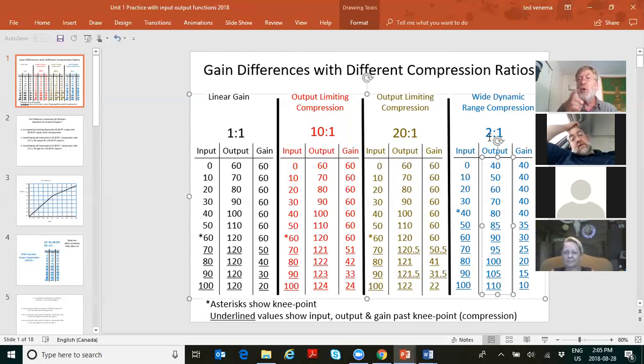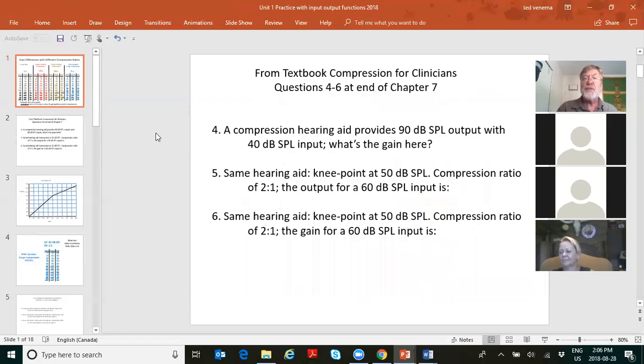And next week, we'll be talking more about this. We'll be talking about the differences between two main branches of compression: output limiting compression on the one hand, and WDRC, wide dynamic range compression, on the other hand. One's for severe loss, one's for mild to moderate loss. One's for inner hair cell damage, one's for outer hair cell damage. We'll cover that. But at any rate, let's move to the next slide and get some questions answered here.